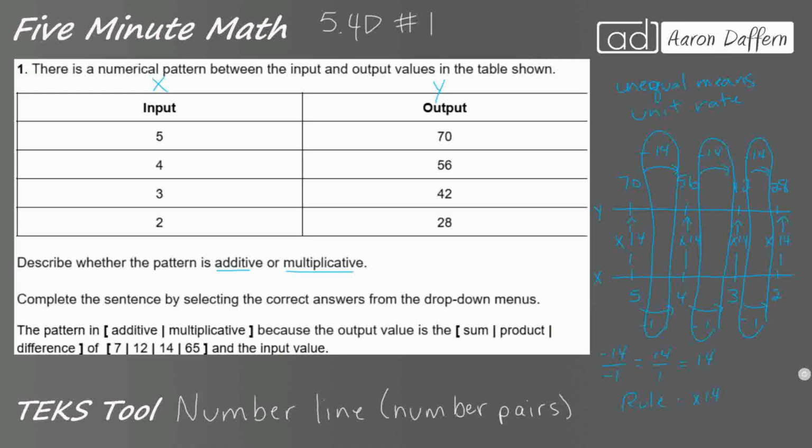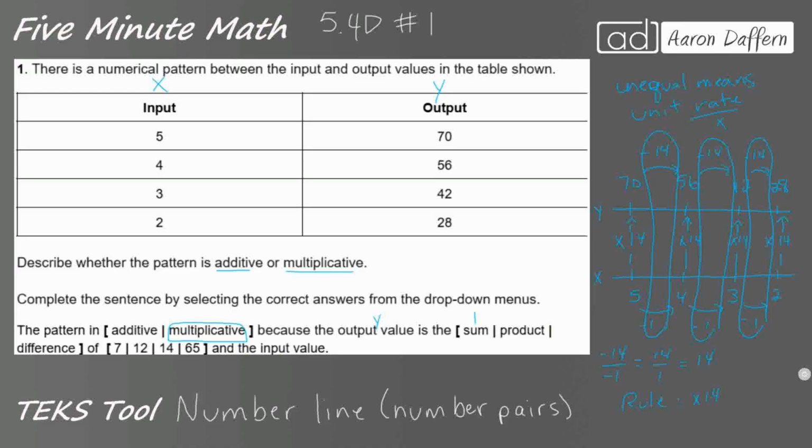All right, the pattern is additive or multiplicative. Okay, so we've already decided it's unequal. So that means it's going to be a multiplicative unit rate. So we're going to choose multiplicative right there because the output value, that's our y, is the blank: the sum, the product, or the difference. Well, we know it's a rate, which means it's multiplication. So which of those three terms deals with multiplication?